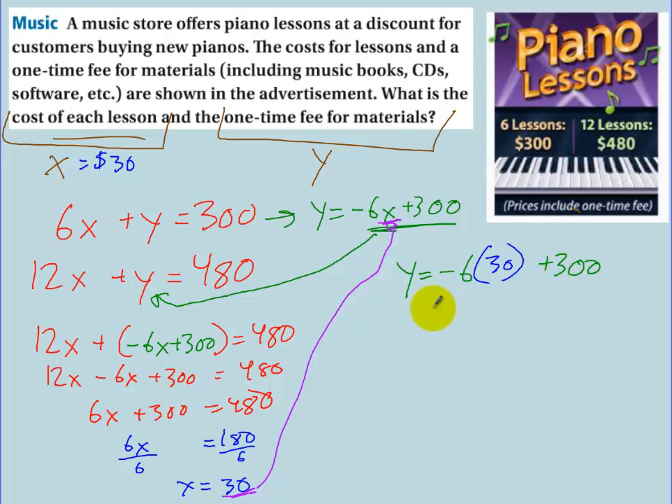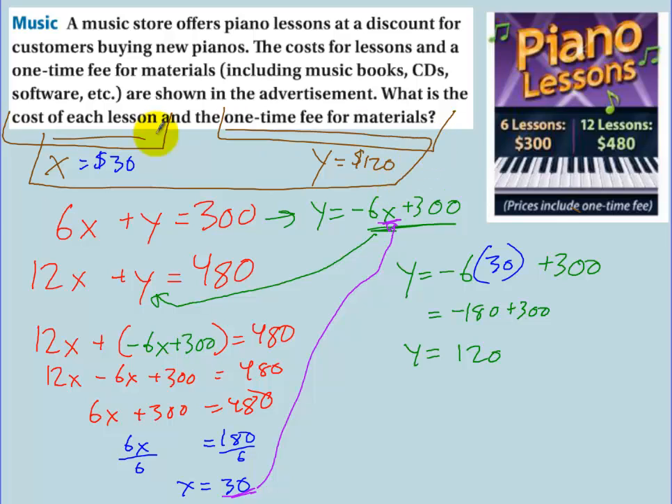So what's that going to be? Negative 180 plus 300, and then that's going to add up to y equals 120. So what's the one-time fee for materials? Y. That equals $120. So your answers are right here. The cost of each lesson is 30. The one-time fee is 120.